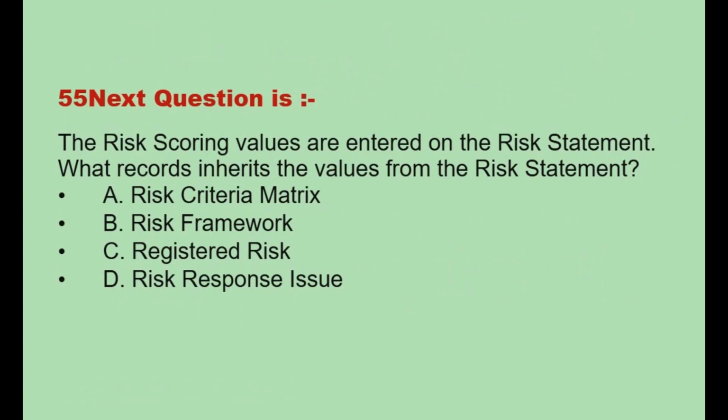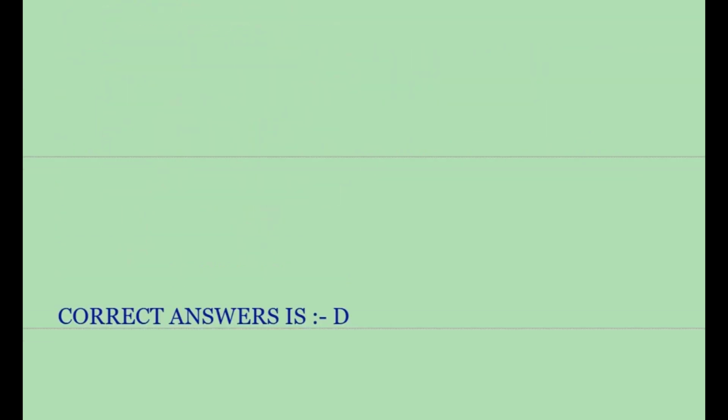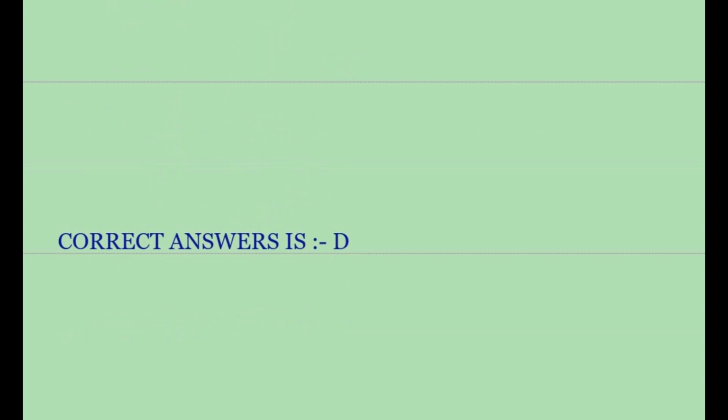Question is, the risk scoring values are entered on the risk statement. What records inherits the values from the risk statement? Option A, risk criteria matrix. Option B, risk framework. Option C, registered risk. Option D, risk response issue. Correct answer is option D.